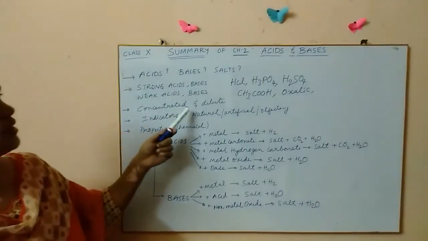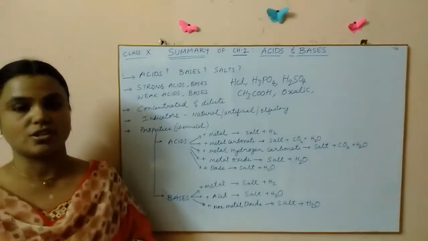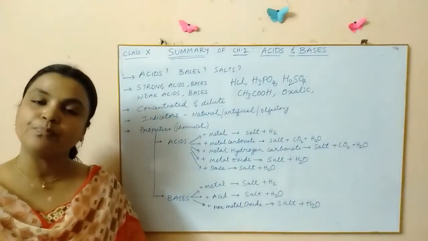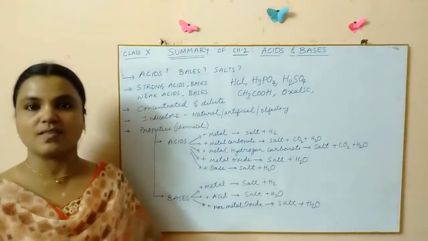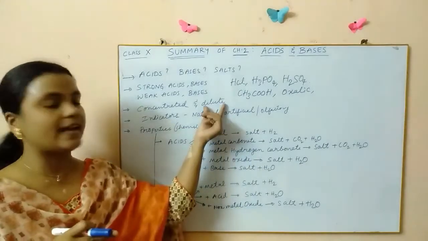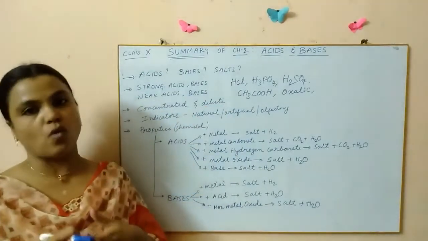Now coming to the concentration: concentrated acids and dilute acids. What do you mean by them? More amount of acid and less amount of water, then we call that a concentrated acid. Then what is a dilute acid? It is diluted or mixed with more amount of water.